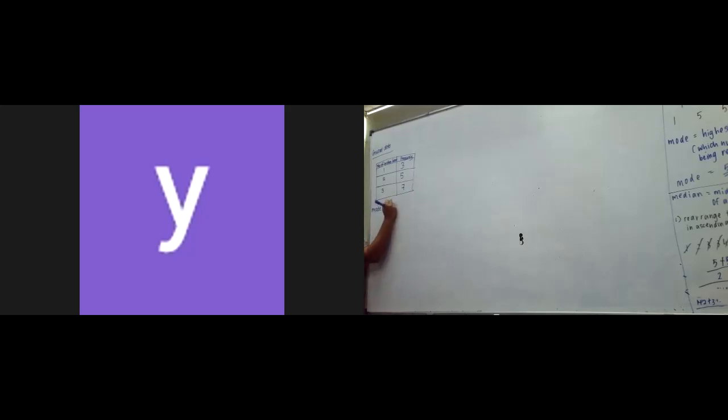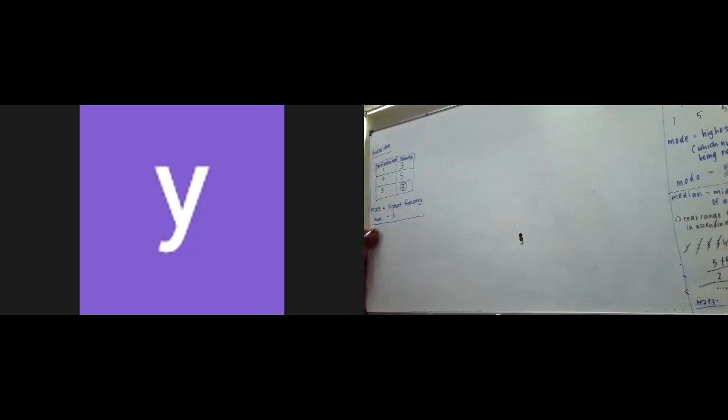So now we are going to calculate the mode. Mode is the highest, yes, highest frequency, correct? So here, which is the highest frequency? 7, correct? Because 7 is the highest frequency. But when you are writing the mode for grouped data, you don't write 7, but you write 3. So mode is 3.